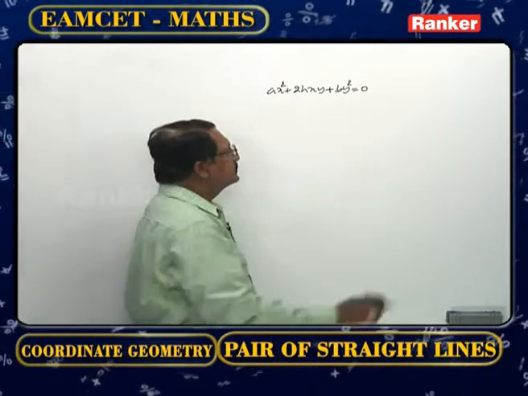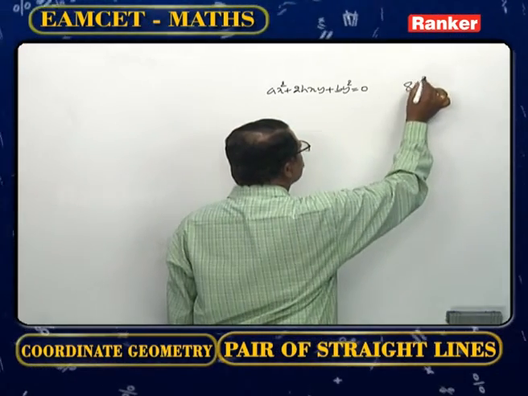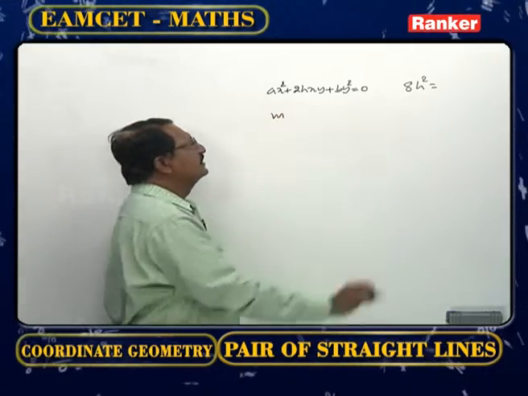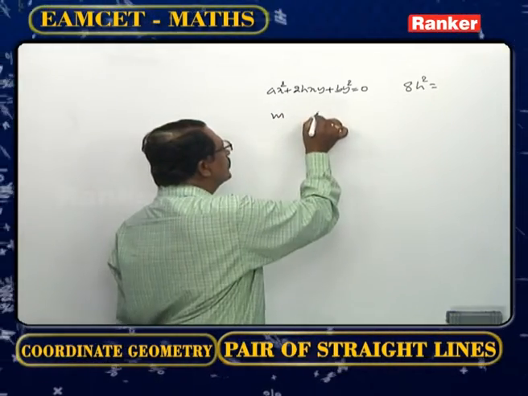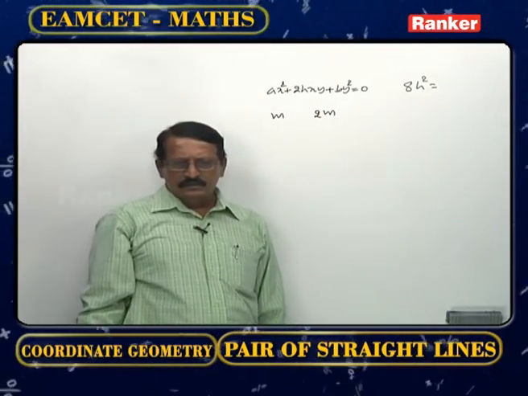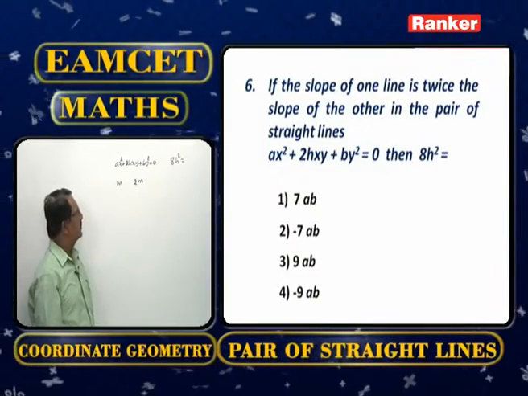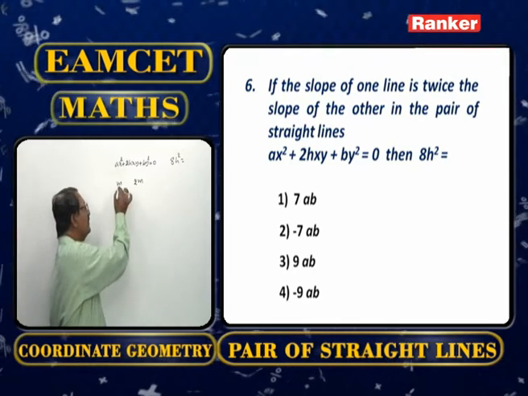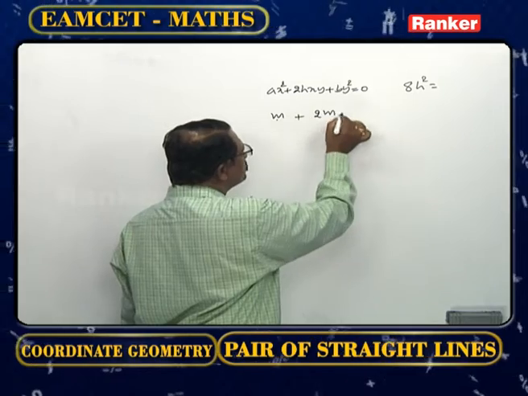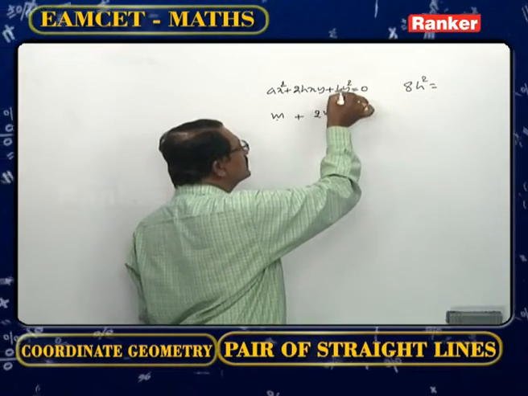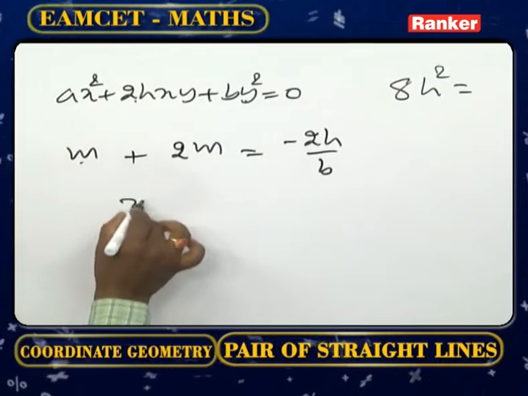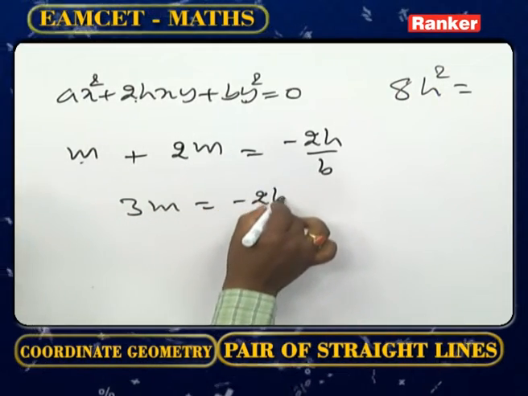Then 8h square equals to... Now, consider one line slope m, then second line slope is 2m, because given slope of one line is twice the slope of the other. Now, sum of slopes equals minus 2h by b. Now, 3m equals minus 2h by b.